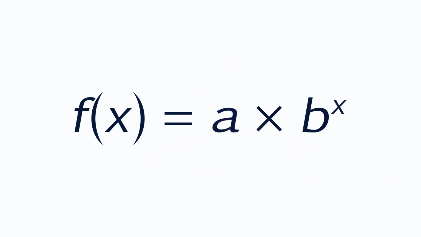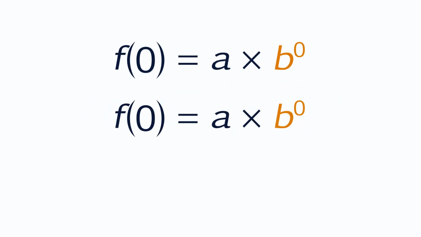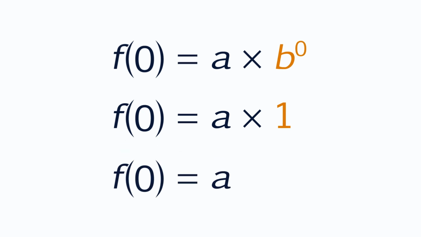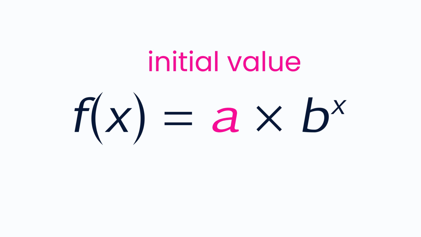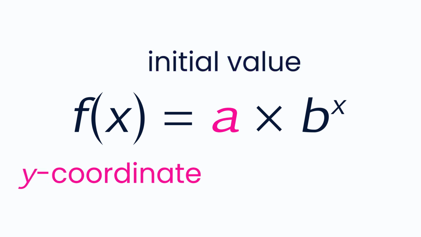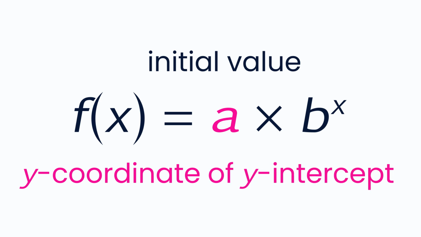To see why this is true, insert x equals 0 into the function f of x. You get f of 0 equals a times b to the power of 0. Any positive number to the power of 0 equals 1. Therefore, the expression becomes a times 1, which is just a. In many real-life settings, the function starts at x equals 0. That's why a is called the initial value. Also, a is equal to the y-coordinate of the y-intercept.